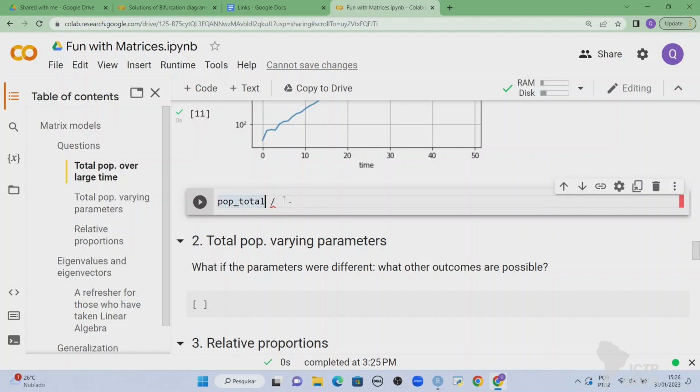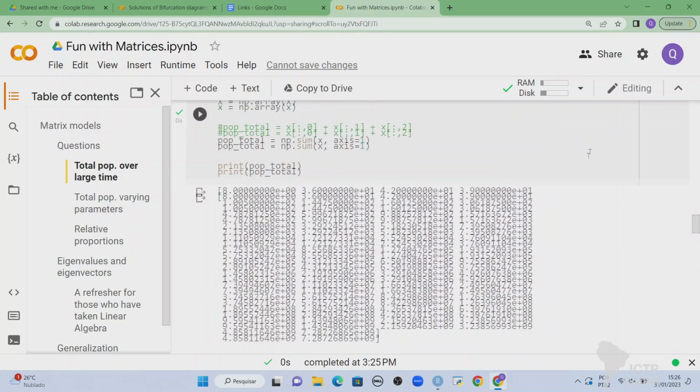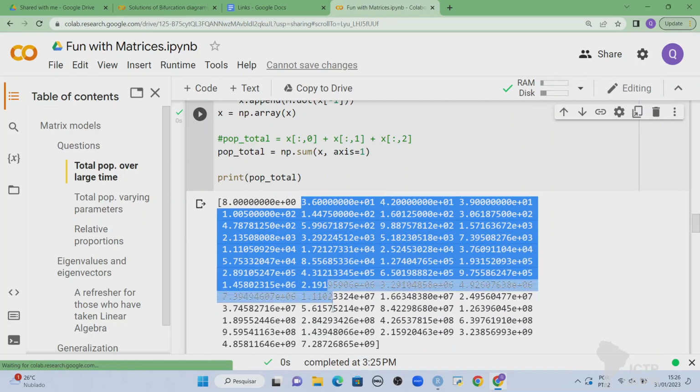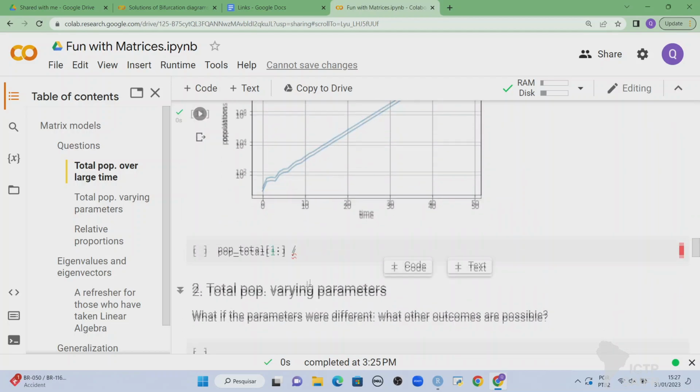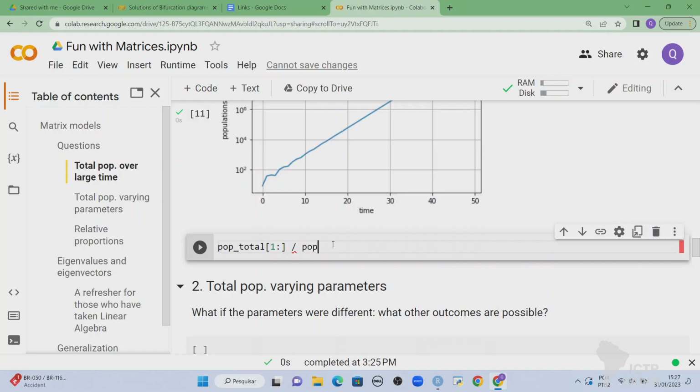Of course, for the first one I cannot divide by the previous one, so I have to skip the first one. This is the vector starting at the second element, and I want to divide it by the same vector starting with the first element and without the last one. So I just divide pop total like this by pop total without the last one. And this is the growth at each generation. Does that make sense, people?